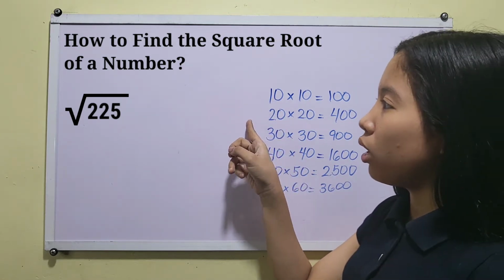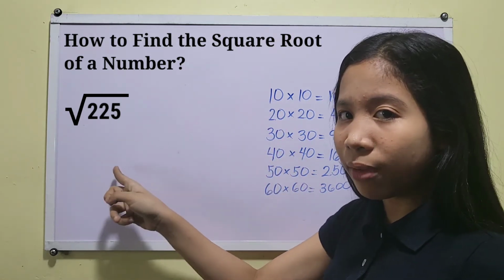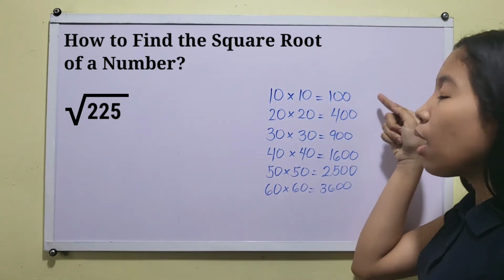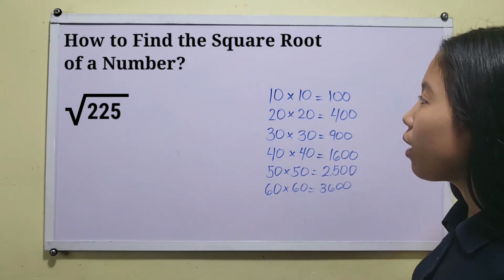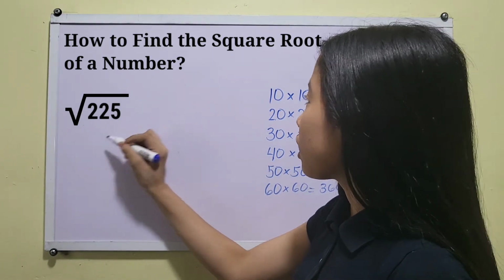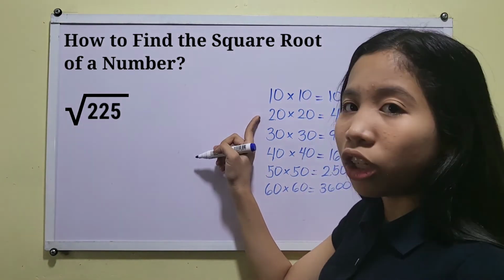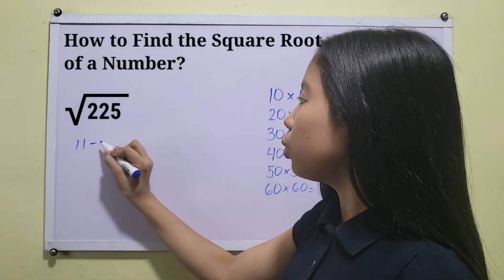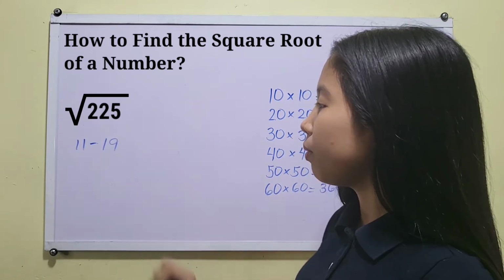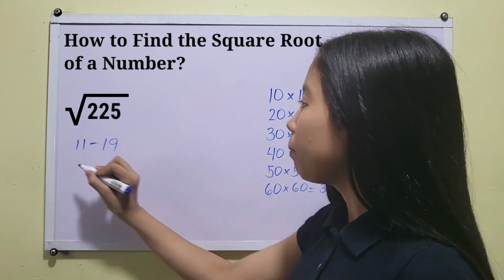because the number we are looking for the square root of is 225. And that is between 100 and 400, which means the square root of our number is larger than 10 but smaller than 20. So it is in the range of 11 to 19. So let us start multiplying.